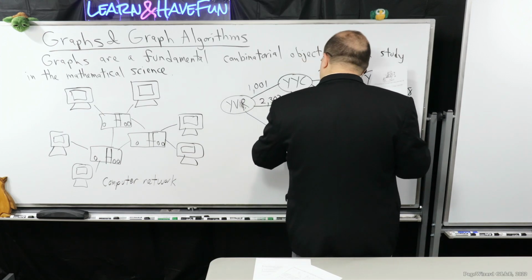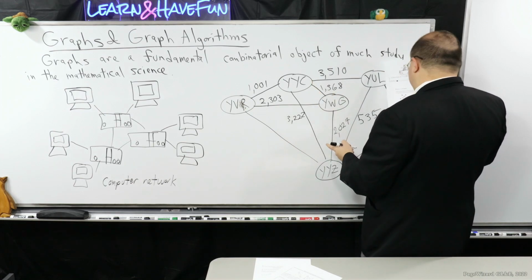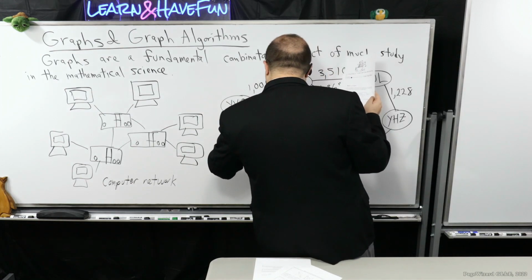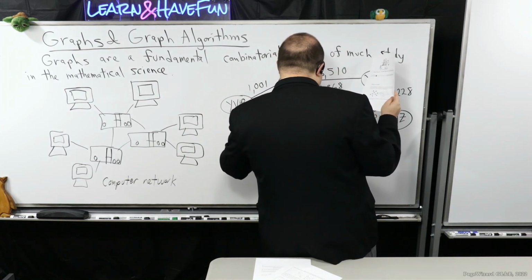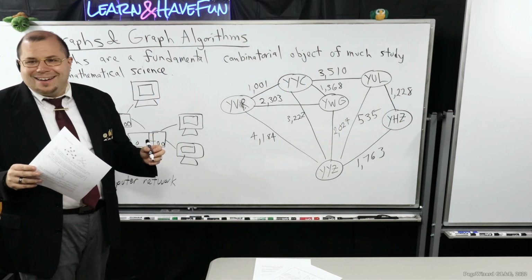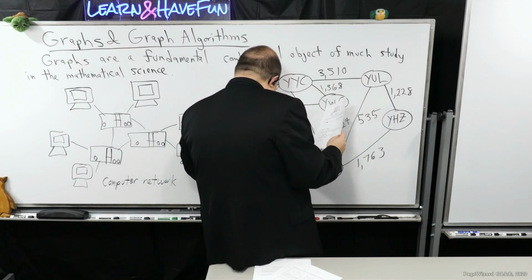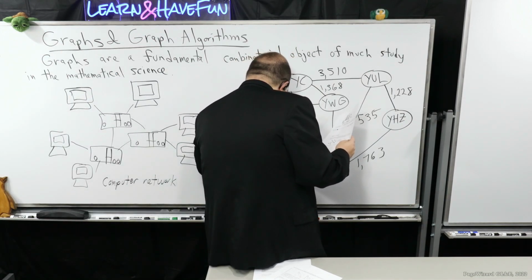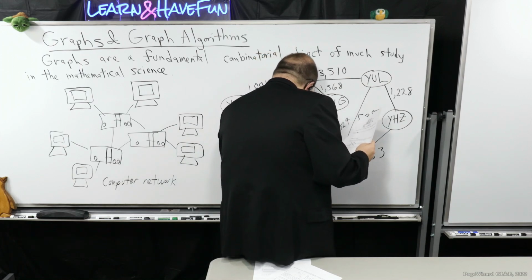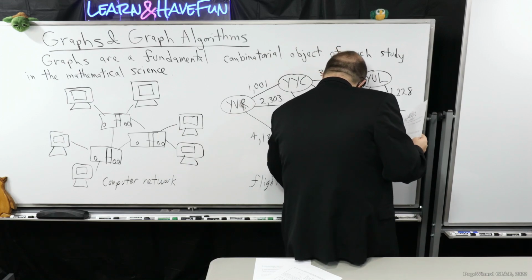2303. Let's go, 3,222. Yeah, that sounds about right. And we'll say 4,184. I think I got all the edges. I think I got them all. So this is an example of flight routes with distances.